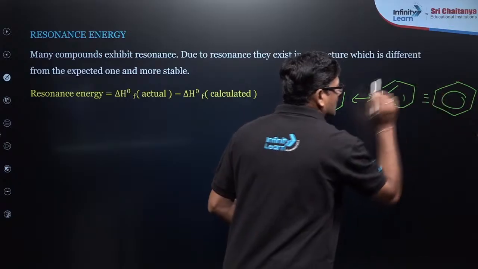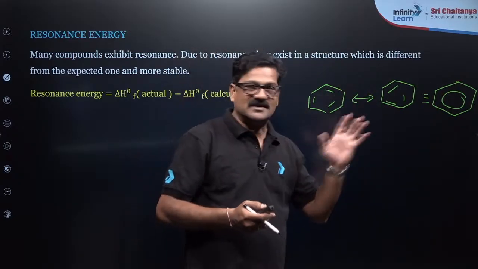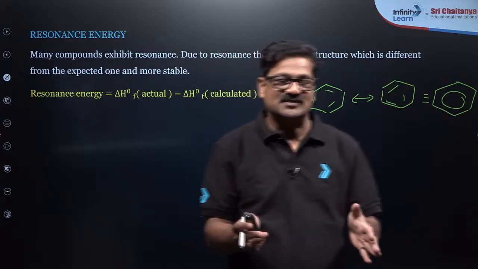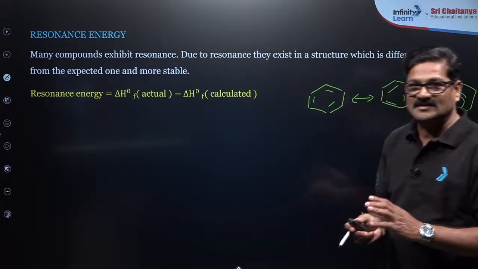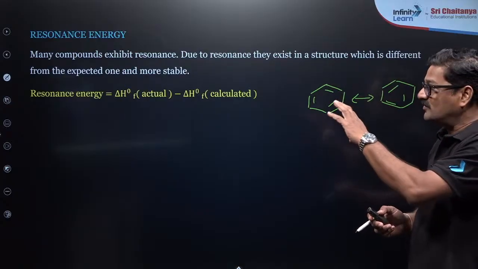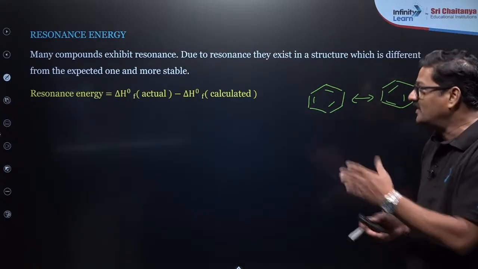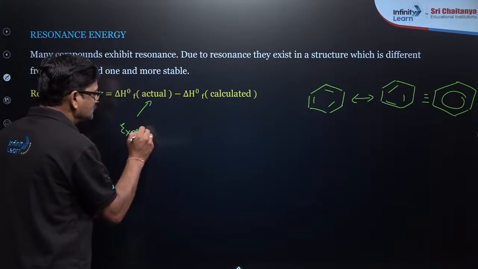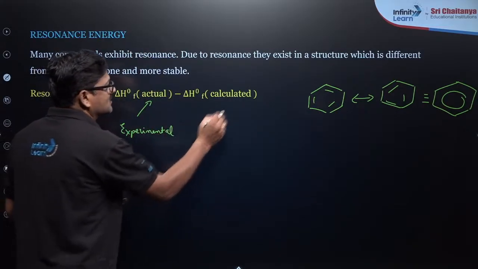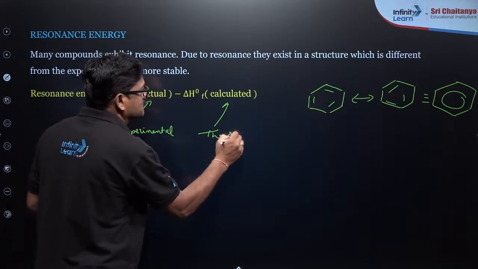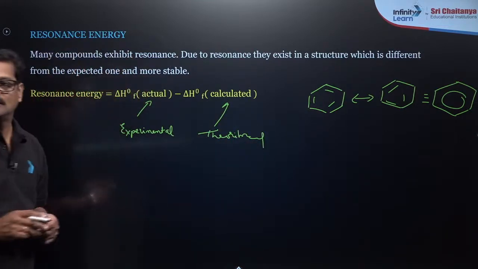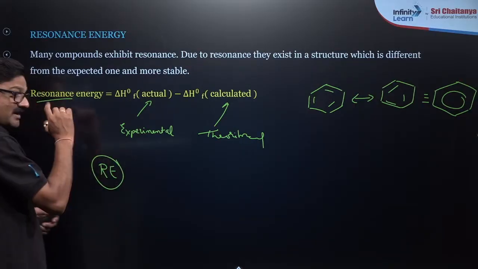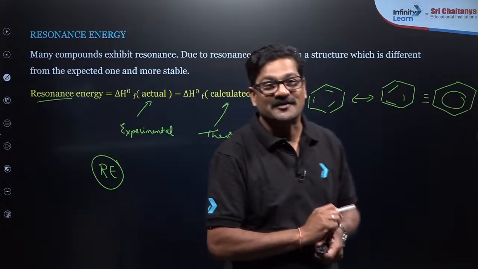The difference between the energy of one of the resonating structures and the resonance hybrid is called resonance energy, and that can be calculated from the enthalpy of formation: the actual one is called experimental, and this one is calculated, I mean to say theoretical. So this gives you the resonance energy. You know, the resonance energy is a key changer in the entire chemistry, organic chemistry especially.